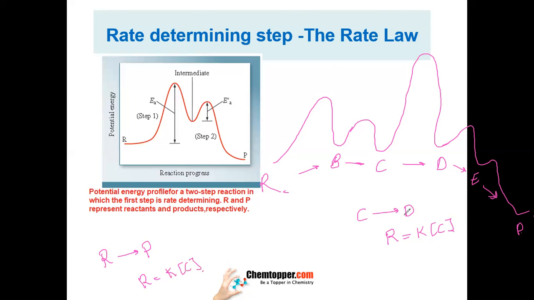How many intermediates are there? One, two, three, four. There are four intermediates. You count them like this. They are the ones which are formed and used up, right? Four intermediates. An intermediate is something which can be trapped. You can observe them during the reaction. These are the intermediates, these valleys.